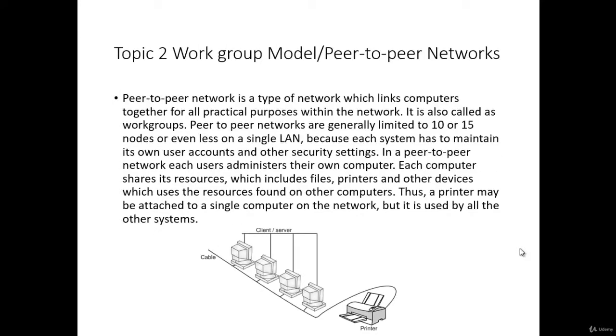Workgroup model, peer-to-peer networks. A peer-to-peer network is a type of network which links computers together for all practical purposes within the network. It is also called a workgroup. Peer-to-peer networks are generally limited to 10 or 15 nodes or even less on a single LAN, because each system has to maintain its own user accounts and other security settings. In a peer-to-peer network, each user administers their own computer. Each computer shares its resources, which include files, printers, and other devices, and uses the resources found on other computers. Thus, a printer may be attached to a single computer on the network, but it is used by all the other systems.